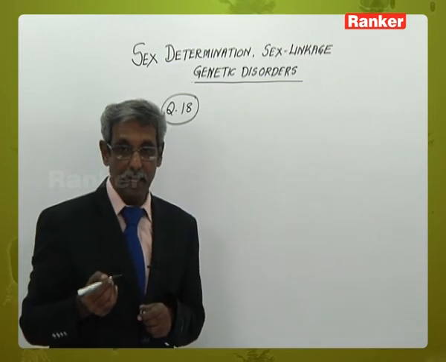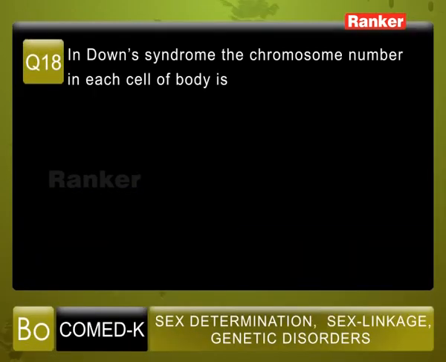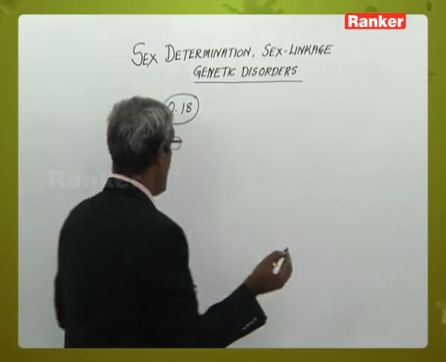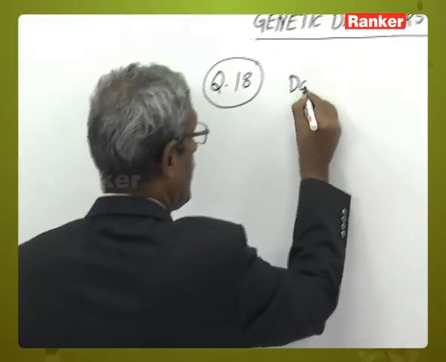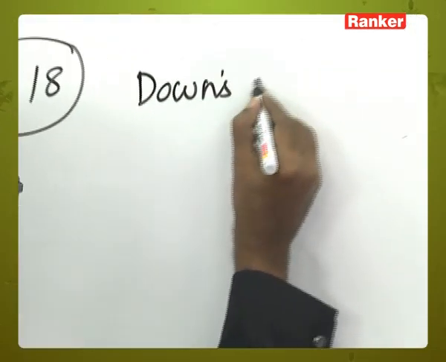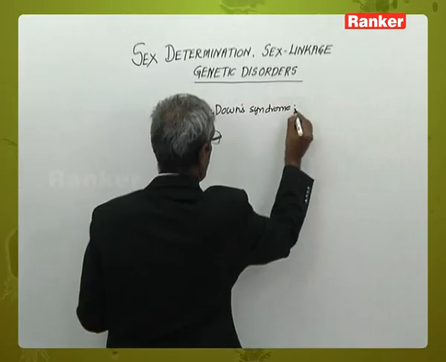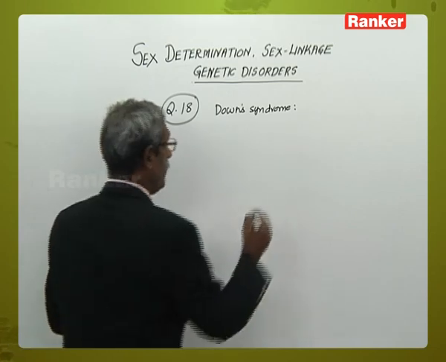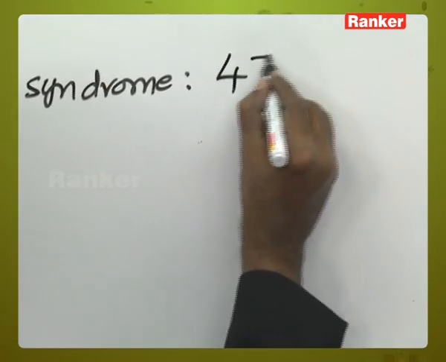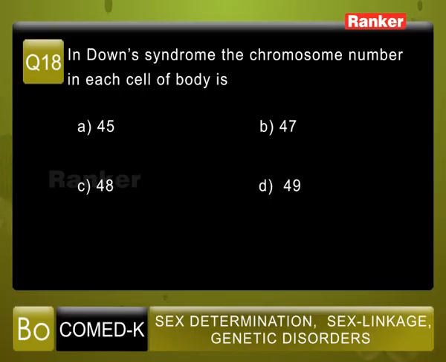Question number 18 asks, in Down syndrome, the chromosome number in each cell of the body is. The choices are 45, 47, 48 and 49. As we understand, in the case of Down syndrome, the chromosome complement is always 47. Hence, the answer is B.